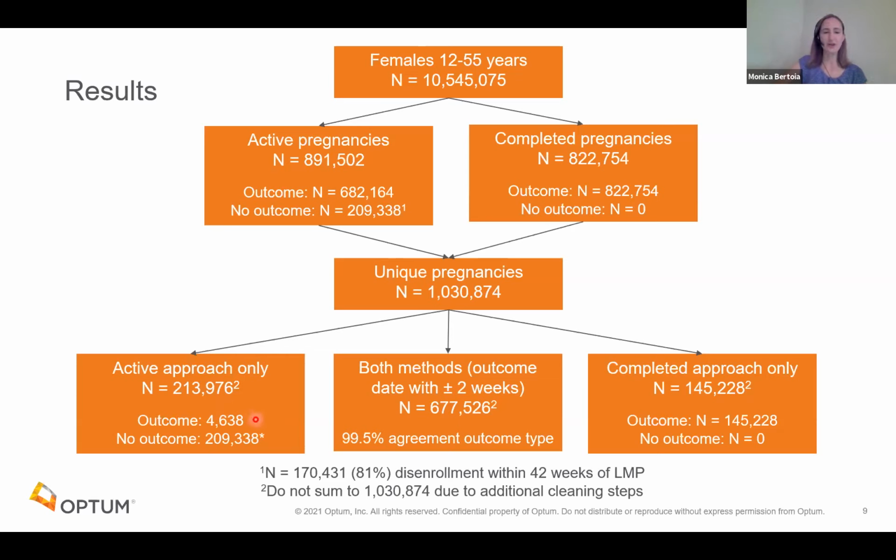And so this is a little bit counterintuitive, but really, even though we're using the same outcome code lists for both methods, there is some difference in the logic I didn't get into on identifying distinct pregnancy episodes. And so that explains this slight discrepancy. This is 4,000 out of over 1 million pregnancies, so it's less than 1% of pregnancies.